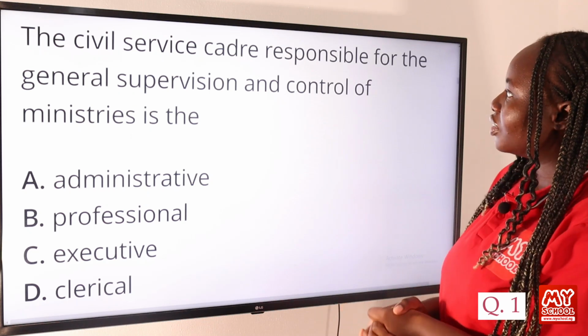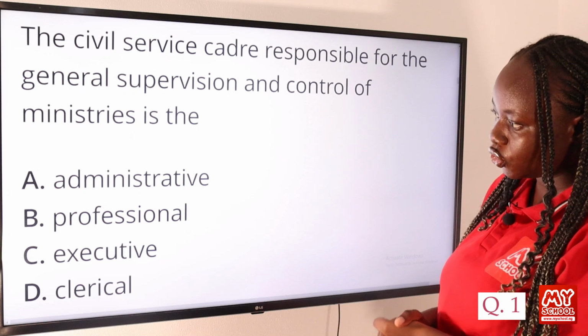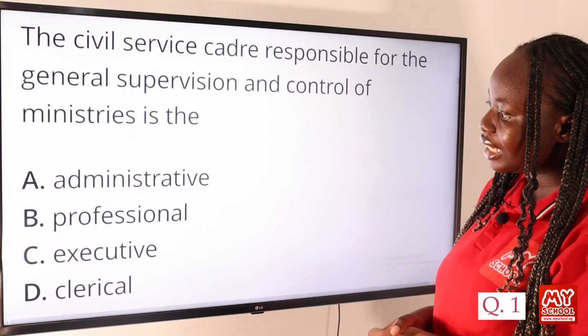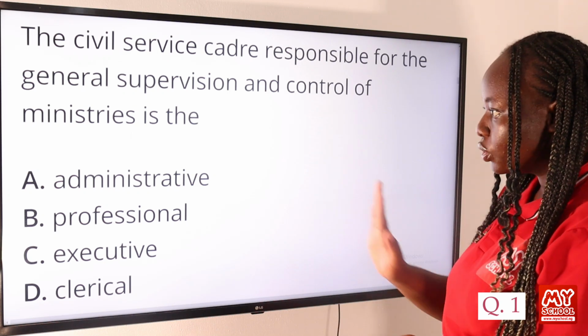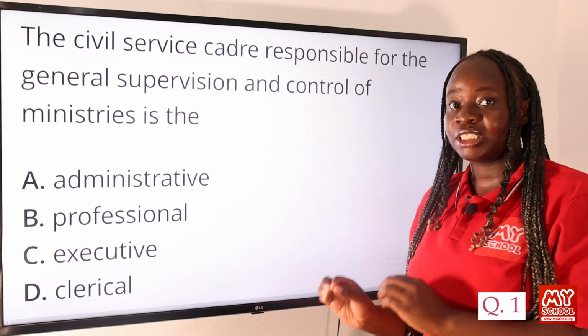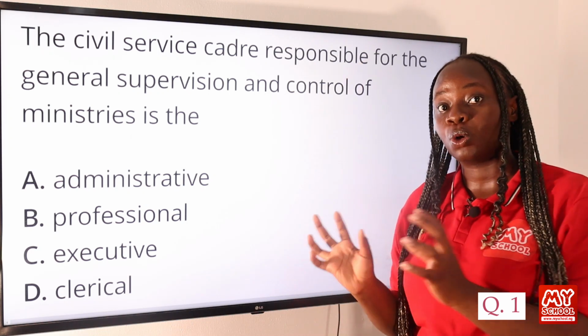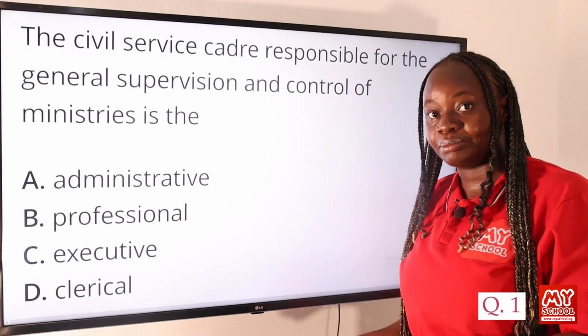The civil service cadre responsible for the general supervision and control of ministries is the A, administrative, B, professional, C, executive, and D, clerical. So the answer to this question is option A, administrative. The administrative cadre of the civil service is at the top of the hierarchy. It is responsible for the general supervision and control of the civil servants within the ministry.